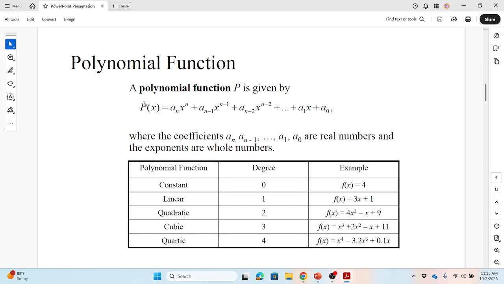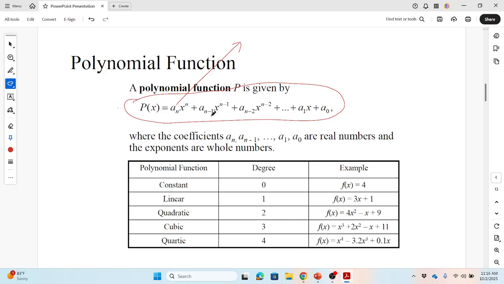So this is the definition of a polynomial function. As you can see here, this is how we write any polynomial function. Keep in mind, don't worry about these notations like a_(n-1), a_(n-2), and then dot dot dot means keep going like that. a1, a0. These are just some real numbers.